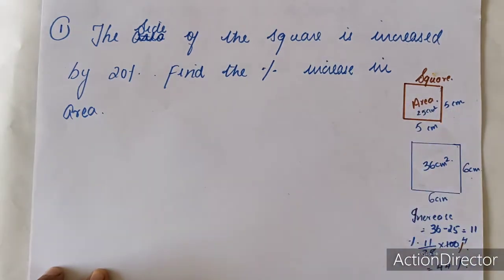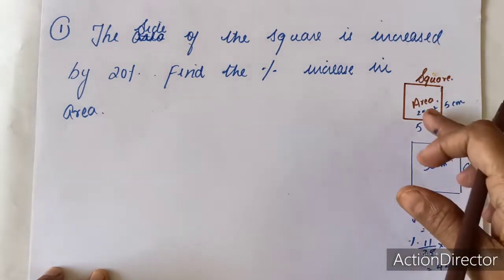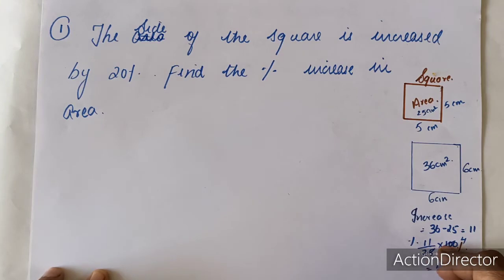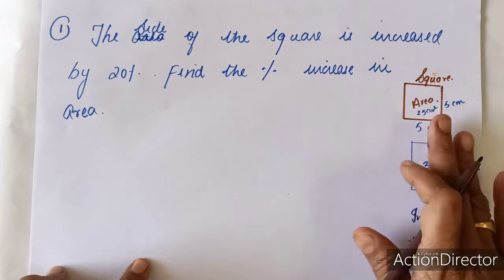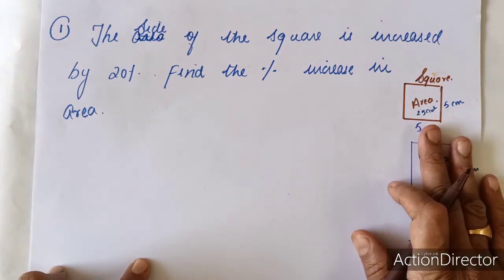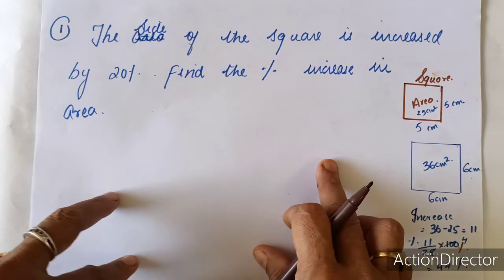This is the traditional method. If you apply this method in a competitive exam, it will take too much time. So I am going to explain the short trick, how you are going to do the same sum within a few seconds, that is 4 to 5 seconds. So let us proceed now.